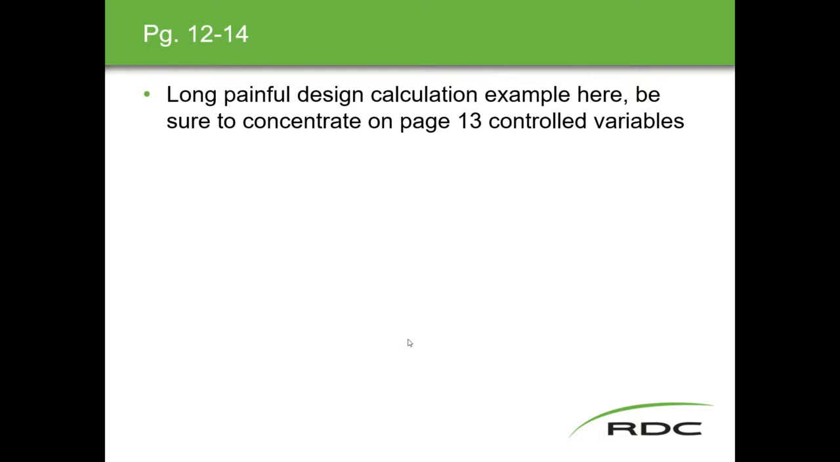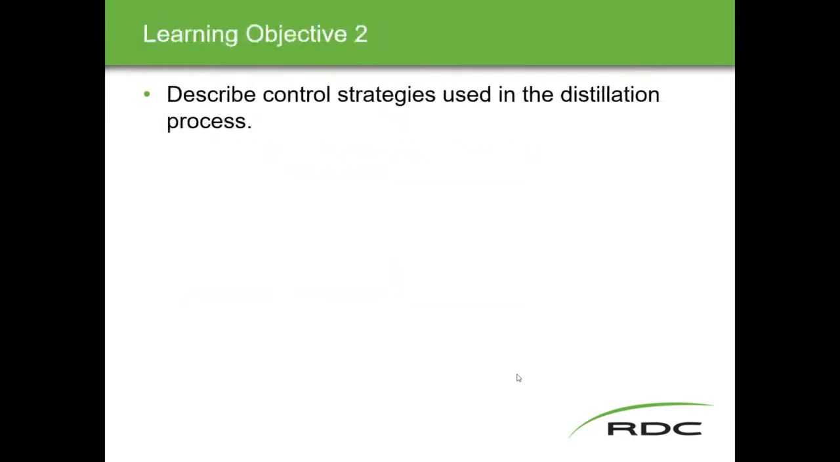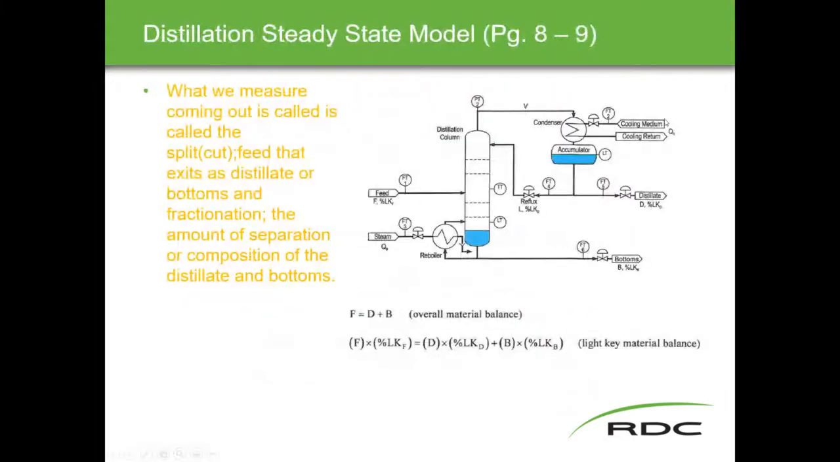So for example, it says manipulating the cooling flow, which would be the cooling medium that's going into the condenser. Let's see here, cooling flow here. So what does FT actually do? And that's what's described on page 13. So manipulating FT2 controls the condenser cooling, right?